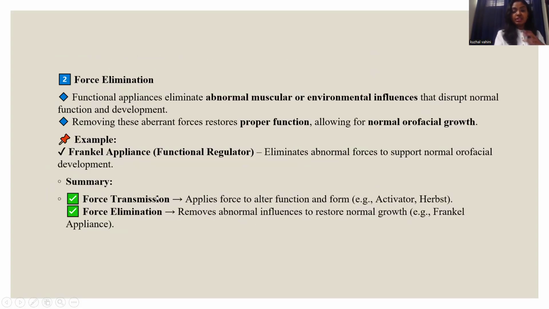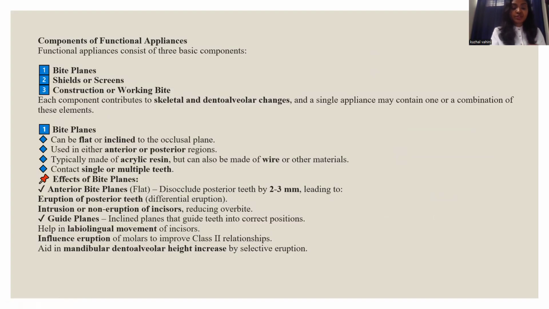Force elimination appliances relieve the unwanted or excessive neuromuscular forces which cause the malocclusion. A classic example for this would be the Frankel appliance or function regulator. To summarize, force transmission applies force to alter the function and form, and force elimination removes abnormal influence to restore normal growth. The components of functional appliances include bite plates, shields or screens, and construction or working bites.